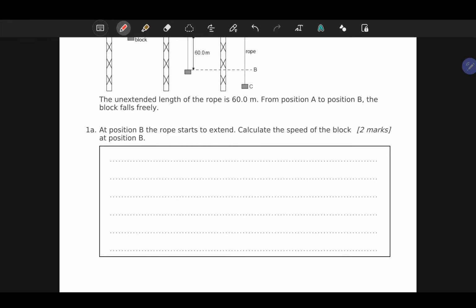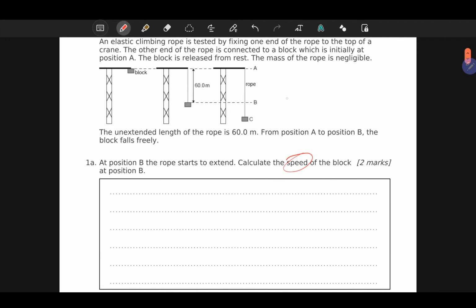At position B, the rope starts to extend. Calculate the speed of the block at position B. One thing that I do for every single question that I read, every single sub question that asks you to find a specific thing or do a specific thing, I make sure that I remember that and put that at the top of my head so that I don't get lost when I'm dealing with a lot of parameters and I can really focus on the goal of the question. So in this case, it's to calculate speed. Calculate the speed of the block at position B.